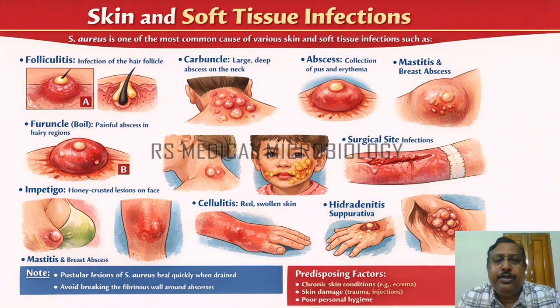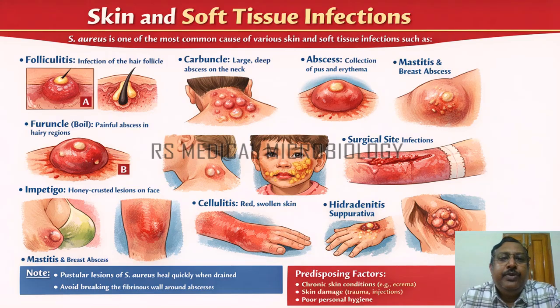So what are the infections caused? Mainly it is the skin and soft tissue infections. It can range anywhere from a very simple folliculitis to surgical site infection. The most common infections you see are folliculitis, carbuncle in case of uncontrolled diabetics, abscess, mastitis, breast abscess, furuncles or boils. They can be post-surgical site infections, cellulitis, or hidradenitis suppurativa. The most common reason for this is chronic skin conditions or any kind of skin damage or in people who have poor personal hygiene.